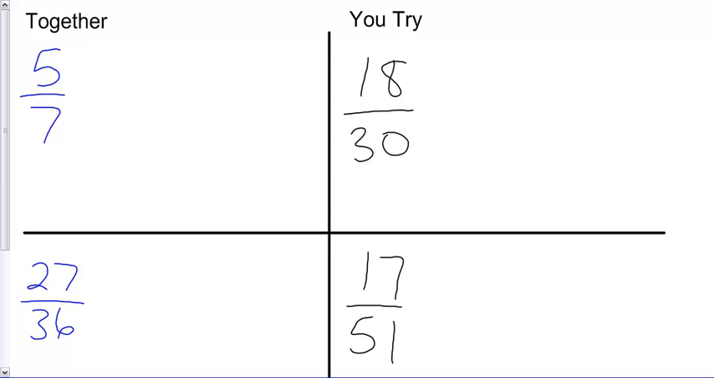Okay. Now, what is the GCF of 5 and 7? So if I list the factors of 5, I get 1 and 5. If I list the factors of 7, I get 1 and 7. So what's the greatest common factor? Well, you guessed it, it's 1.